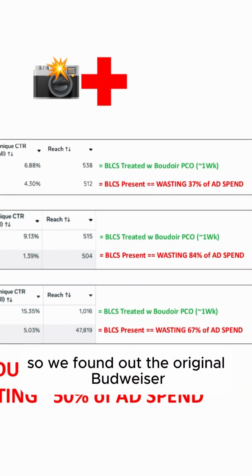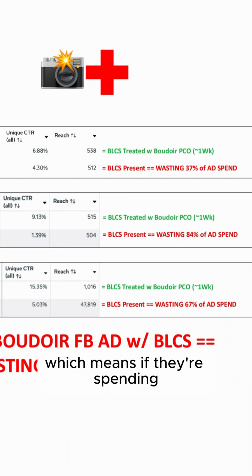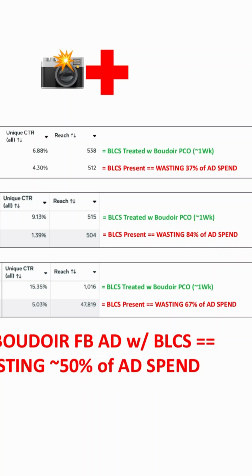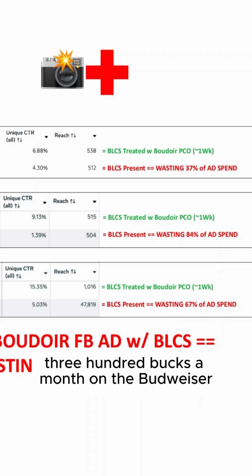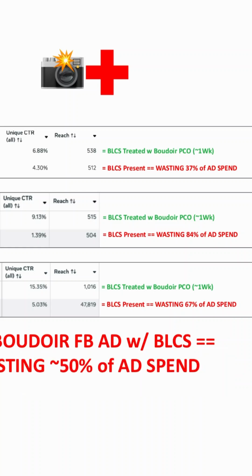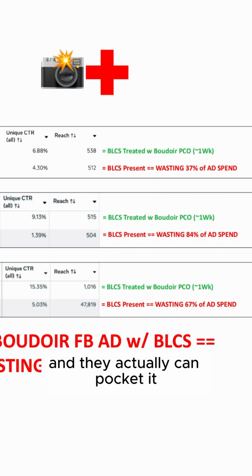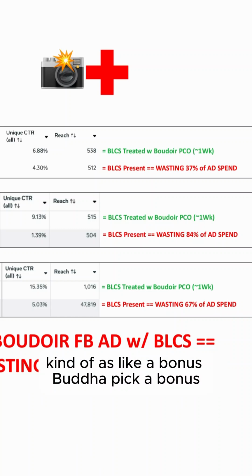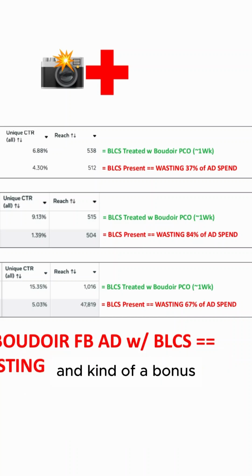So we found out the original Boudoir Facebook ad was wasting 37% of ad spend, which means if they're spending 10 grand a month on the original Boudoir Facebook ad, then now they only need to spend $6,300 a month on the Boudoir Pico treated ad to get their ad into the same number of women's brains. So they no longer have to spend that money, and they actually can pocket it kind of as a bonus, Boudoir Pico bonus. They just don't spend it because it would have all been wasted anyways. A $3,700 a month bonus.